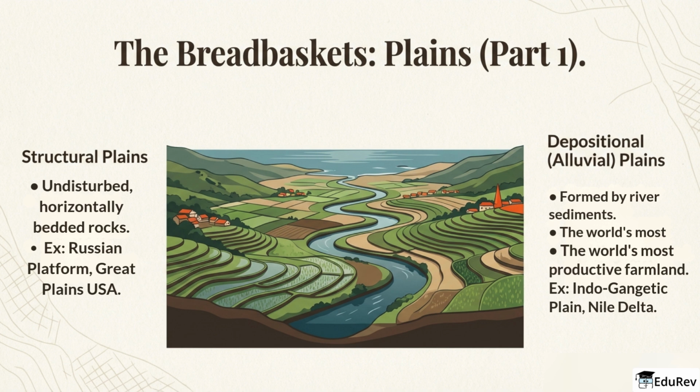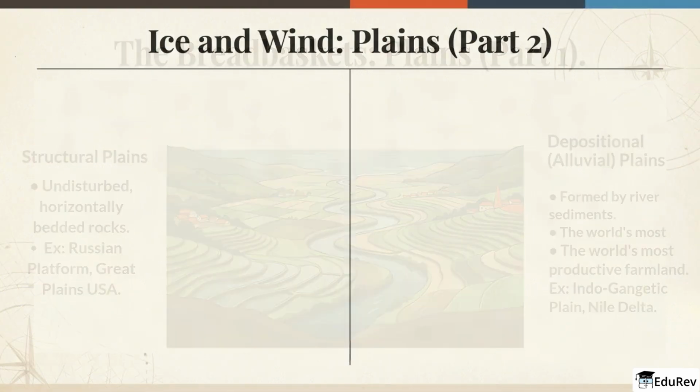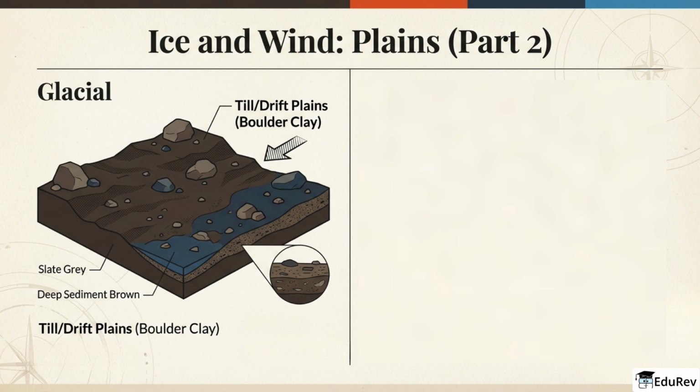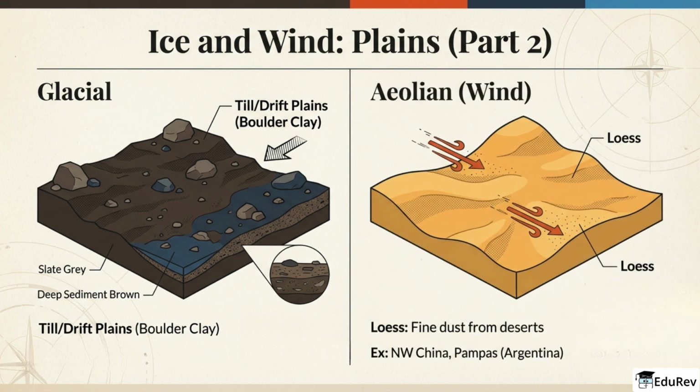Now we expand plains beyond rivers because wind and ice also build plains. This is Plains Part 2, Ice and Wind. On the glacial side, we have till or drift plains, also called boulder clay. On the Aeolian side, we have loess. Loess is defined here as fine dust from deserts. Examples given are northwest China and Pampas, Argentina. This is a neat prelims point. Loess looks like soil, but it is wind-blown dust, and it is extremely fertile.